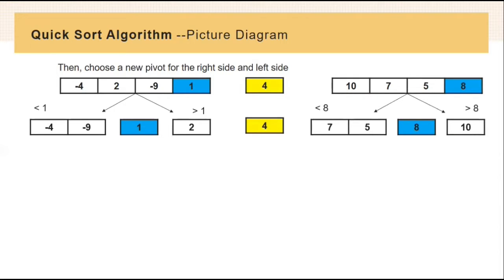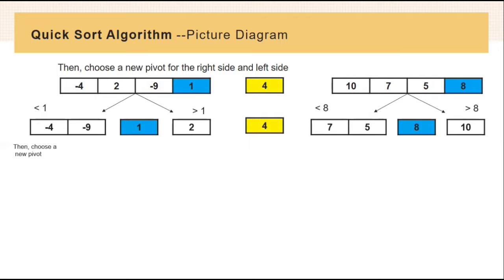So now you can see that some numbers such as 1, 2, 4, 8, and 10 are already in the correct position. But for -4, -9, 7, and 5, the numbers are not in the correct position. To move the numbers to the correct position, we need to choose a new pivot again. So on the right side, we need to choose a new pivot between -4 and -9. And on the left side, we need to choose a new pivot between 7 and 5.